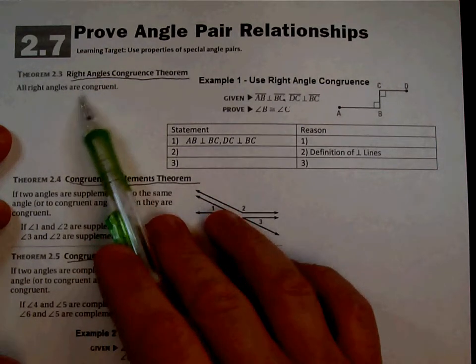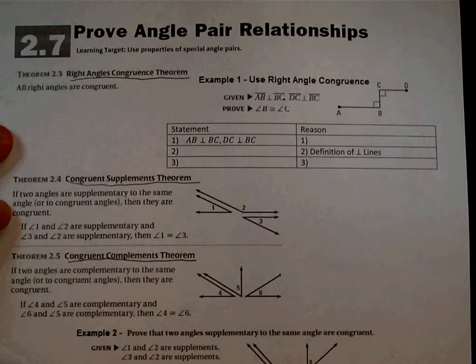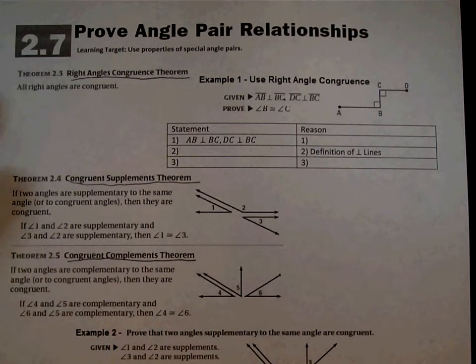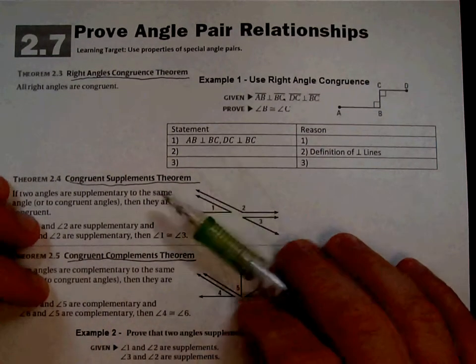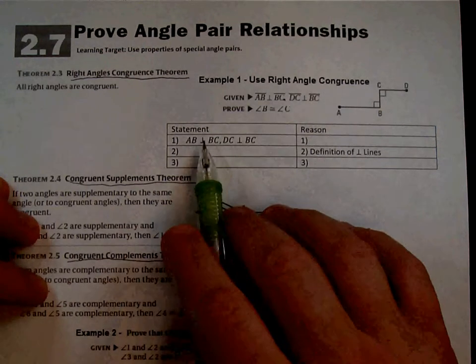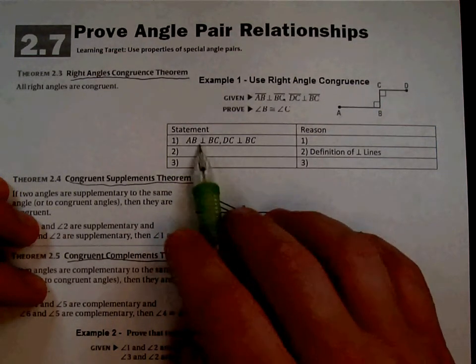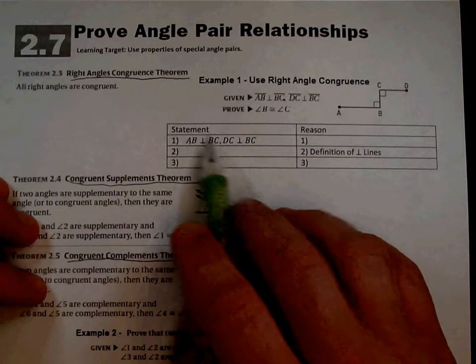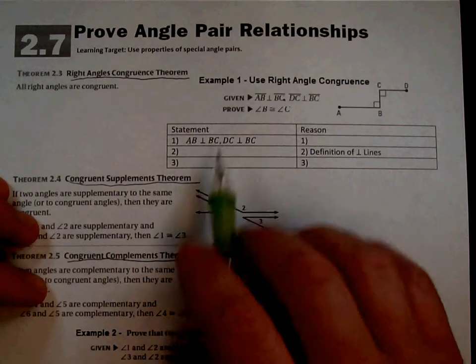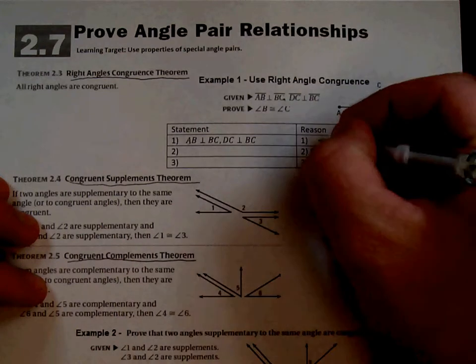That seems kind of obvious, and it's an easy theorem to prove, but we can use that as a shortcut at times. For example, example 1. First thing we have is segment AB is perpendicular. That upside down capital T is the perpendicular symbol. So these two lines are perpendicular. Those two lines are perpendicular. That was given.